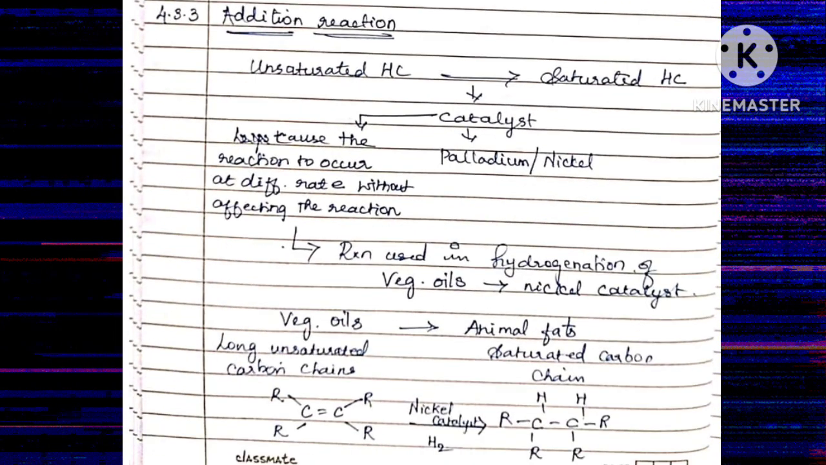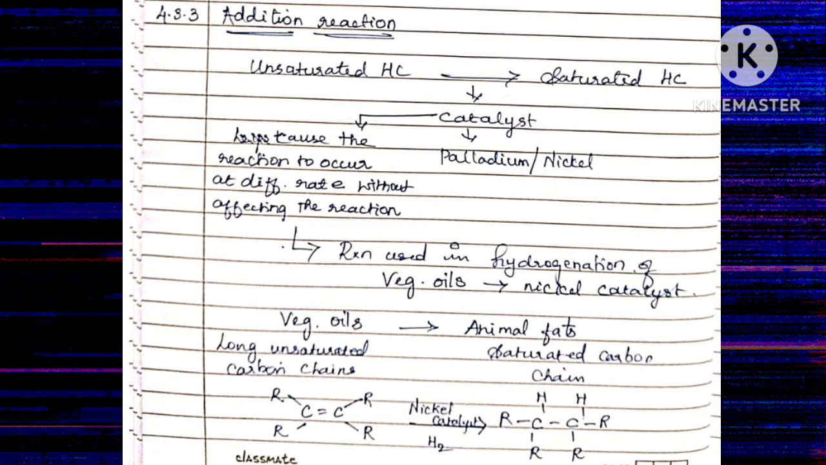The next one is addition reaction. During addition reaction, unsaturated hydrocarbon leads to saturated hydrocarbon in the presence of a catalyst, which can be palladium or nickel. A catalyst causes reactions to occur at a different rate without being affected by the reaction.